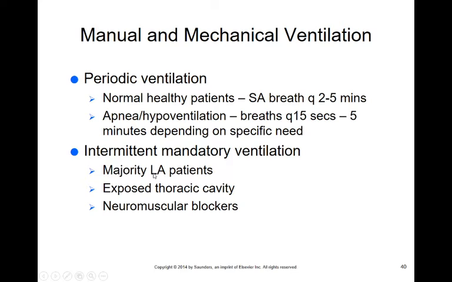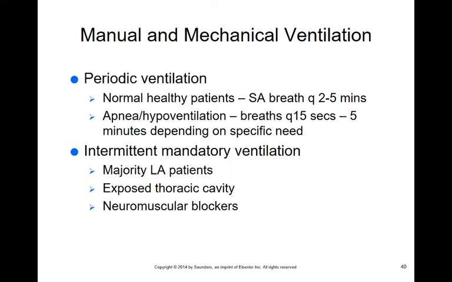Periodic ventilation is important for any normal, healthy patients. In small animals, we want to breathe for them. Even if they're breathing normally on their own under anesthesia, we want to give them a nice big breath, up to 20, every 2 to 5 minutes, just to inflate their lungs all the way, get the blood flow moving, and get the air moving through them.